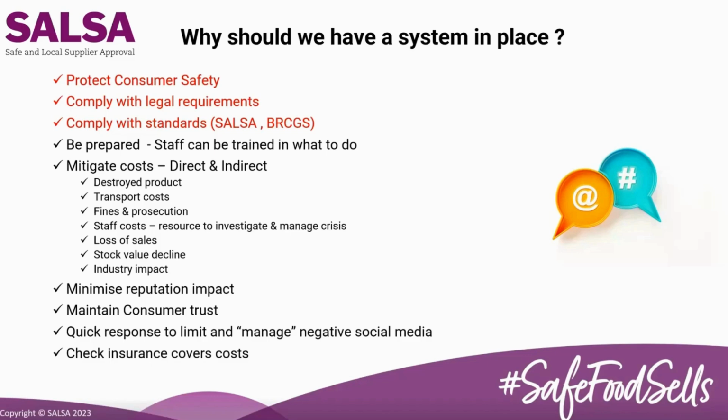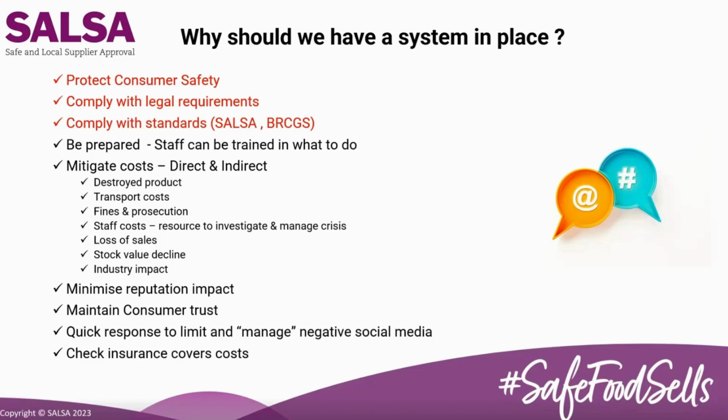You can mitigate costs. Having a system in place means that, hopefully you'll never be in this situation, but if you are, you can help to reduce things like loss of product, transport costs, fines and prosecution. You can show your due diligence, limit loss of sales, and also understand how to evaluate what's happened and review your processes. Minimize your reputation impact, and we'll talk about that a little bit later on the communication side. Maintain your consumer trust. Particularly if you're third party accredited, you've got your SALSA, your customers know that you've got a system in place. Should there be a crisis, they know that you have procedures in place and they have that customer confidence in your systems.